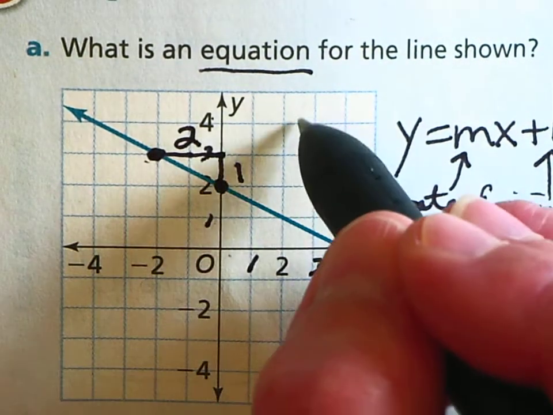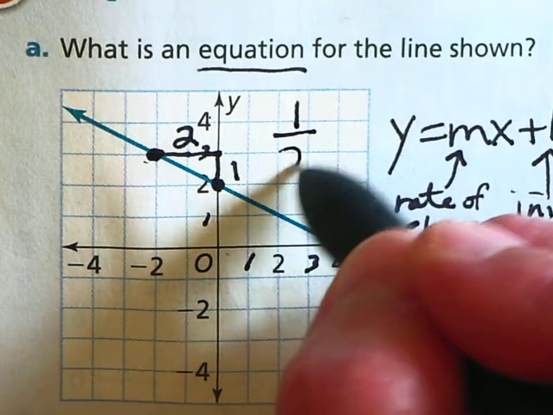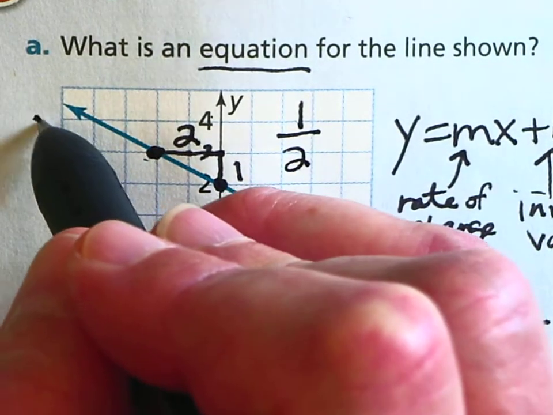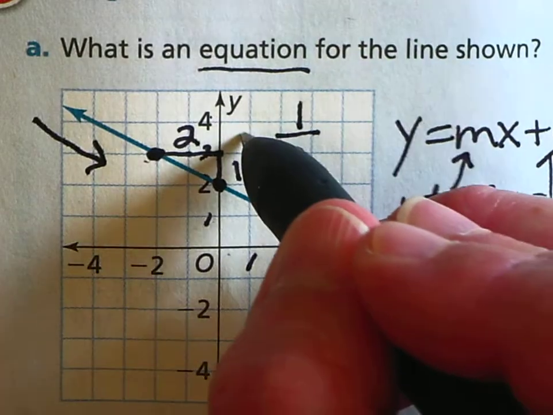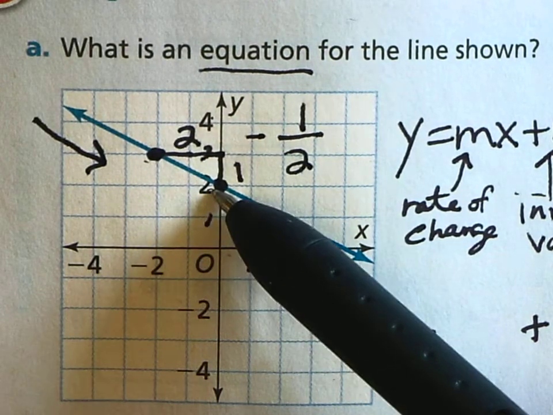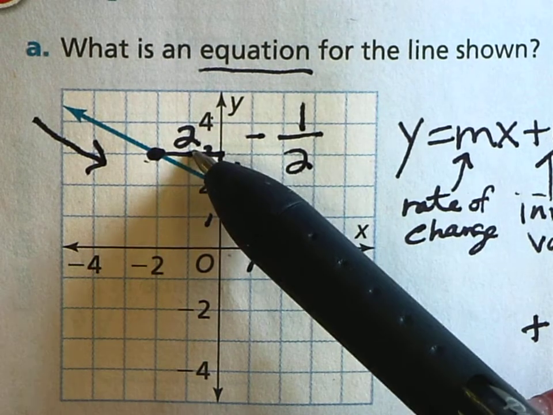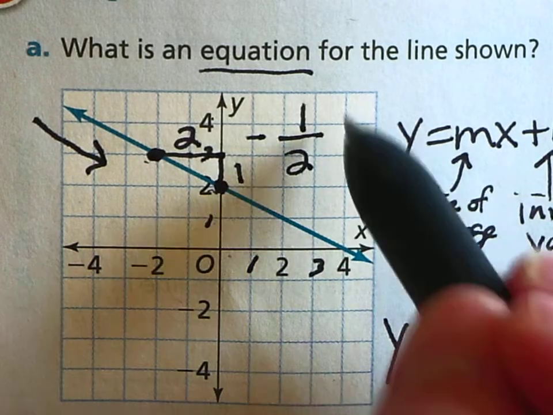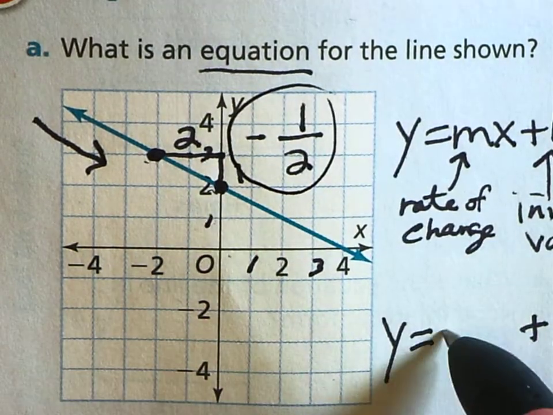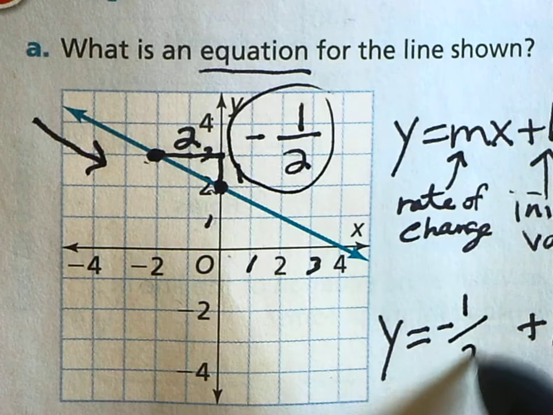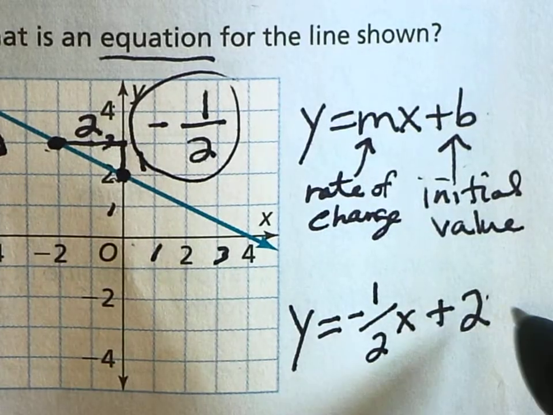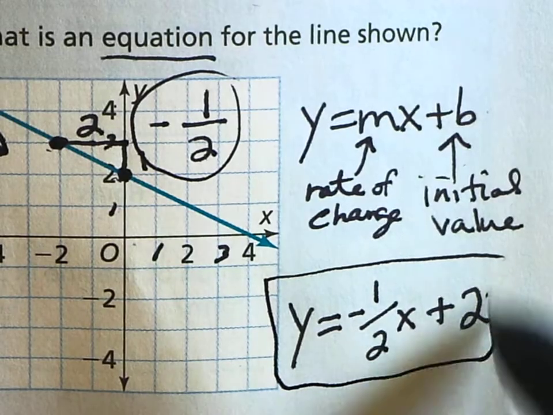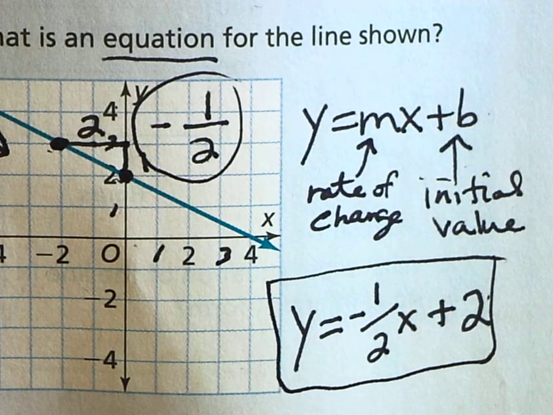My rise is 1, my run is 2, and my line is going down from left to right. So my slope is negative a half. I went up 1, rise 1, and over 2. 1 over 2, negative. So then that absolutely goes in place of m. So y equals negative a half x plus 2 would be my final answer in slope-intercept form, my final equation.